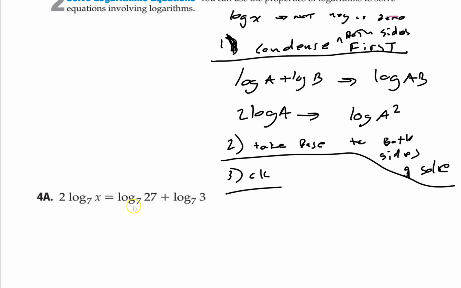So like right here, again, the biggest mistake people make is that they take the 7 on both sides. You can't do that right now. There's a plus, there's like madness on this side. It has to be a log in each side first. So you can't do that. You gotta condense it first. So I cannot stress how important that is.